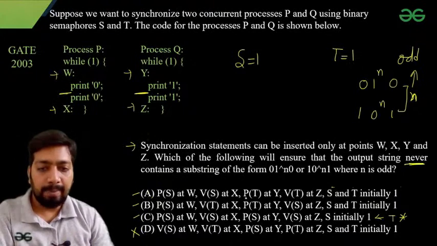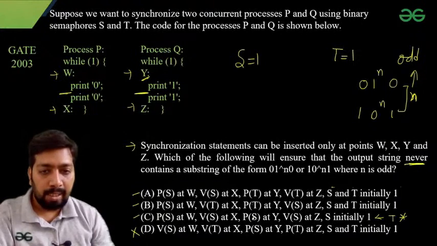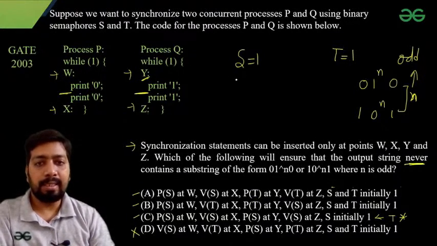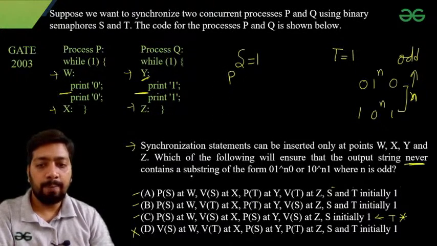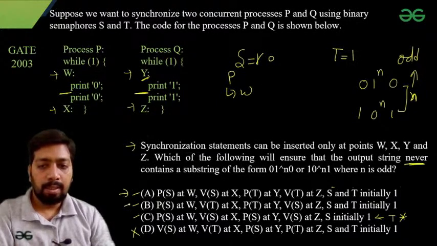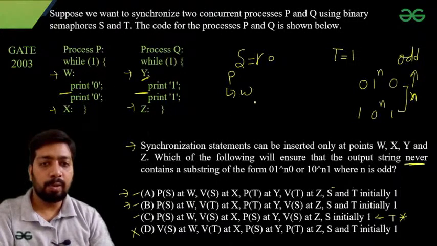And now among A, B, C, we are checking only A and B because there S and T values are 1. And we can see Y is P of T. So in A and B, both are decrementing the semaphore T. So that's also fine. Now let's see, suppose process P is performed. So what will happen? It will perform the first W line. That means the value of the semaphore goes from 1 to 0 in options A and B. Fine. And after that, it is printing 00. So suppose 0 is printed.